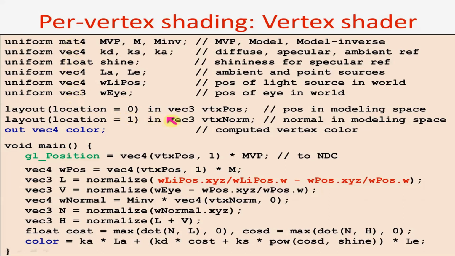As for varying inputs, the position and normal vector associated with the vertex arrive at input registers 0 and 1. First, the point is transformed to normalized device space and written to the GL position output register, as almost always. The remaining part of the shader computes the reflected radiance. The point is transformed to world space, where it is called W position and is in homogeneous coordinates.